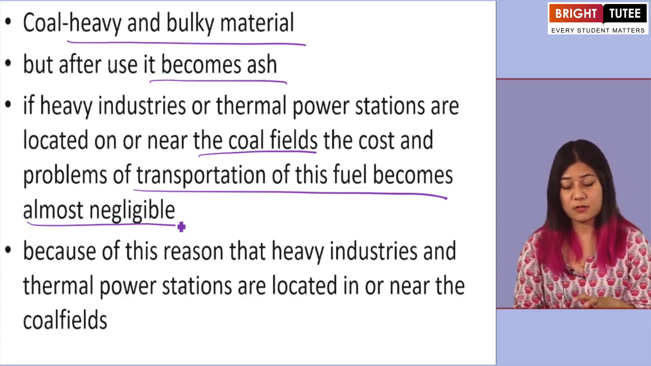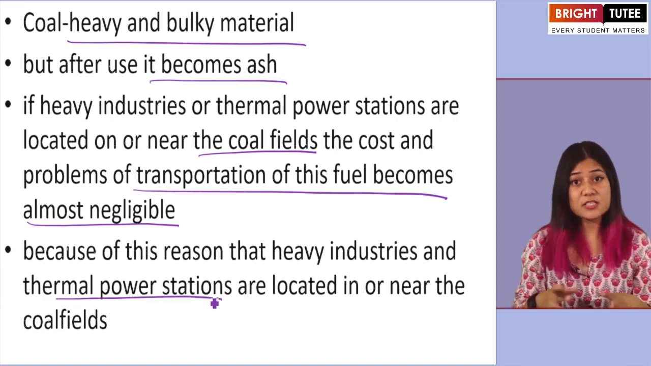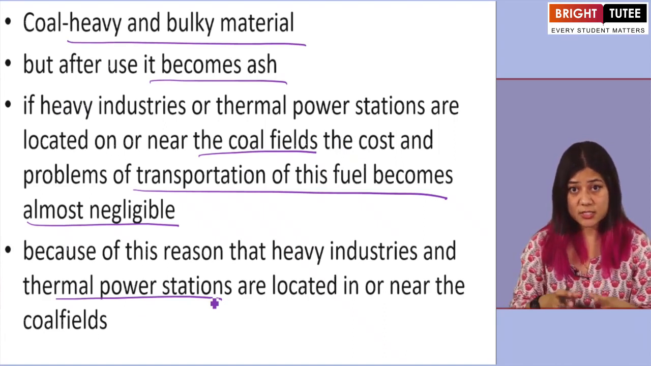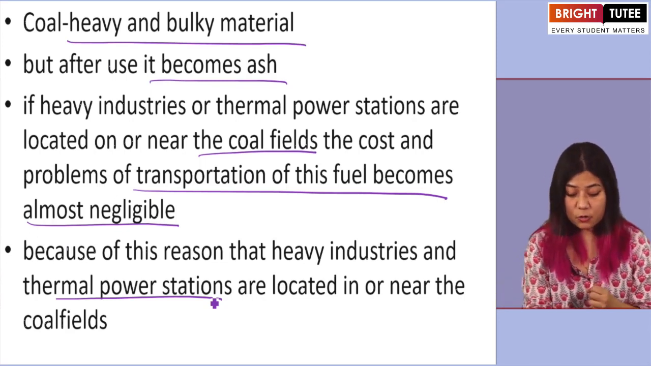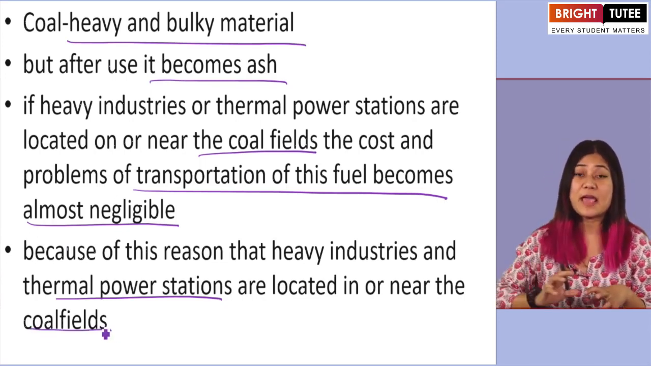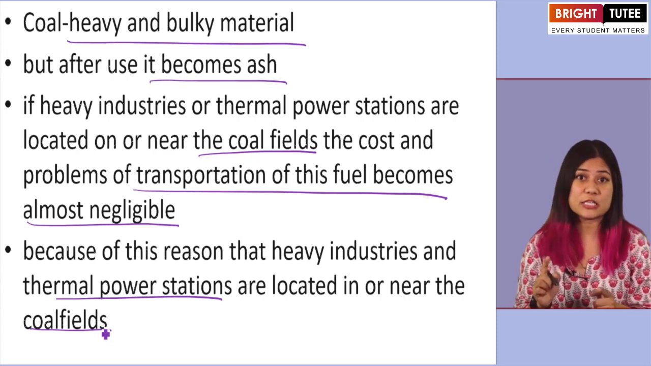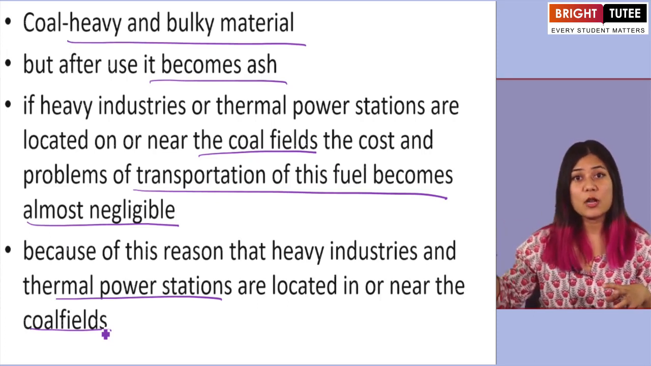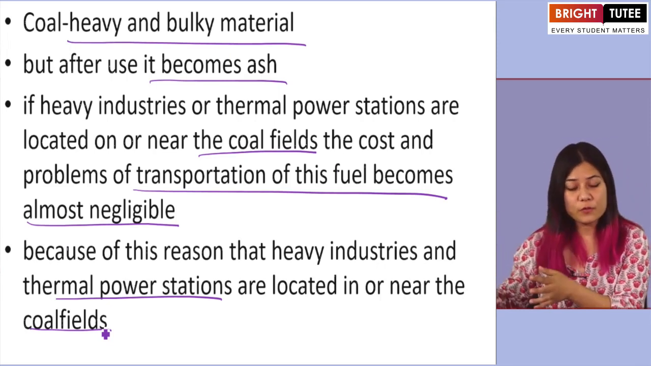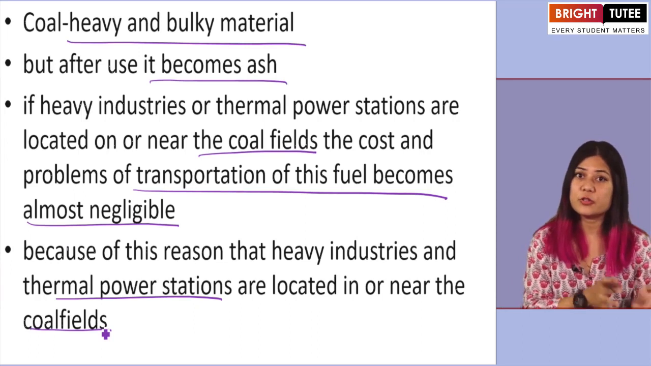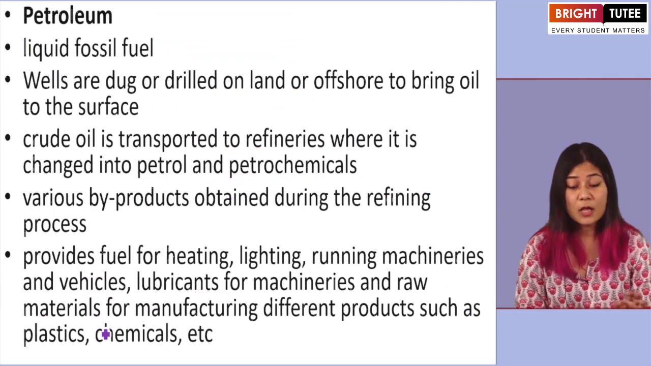Because of this very reason, heavy industries, thermal power stations and factories build their stations, where they use their machines, near the coal fields, so that they don't have to pay extra for transportation and their transportation cost is almost zero. They can easily get the coal transported by people, vehicles or animals from the coal mines or coal fields to the industries, factories or power stations. All right, so that was coal.